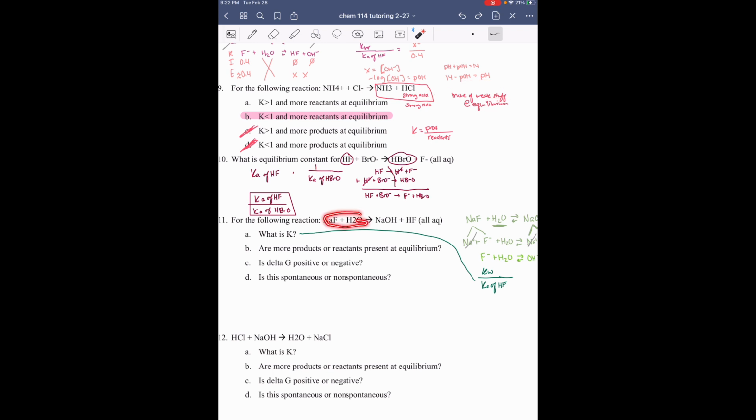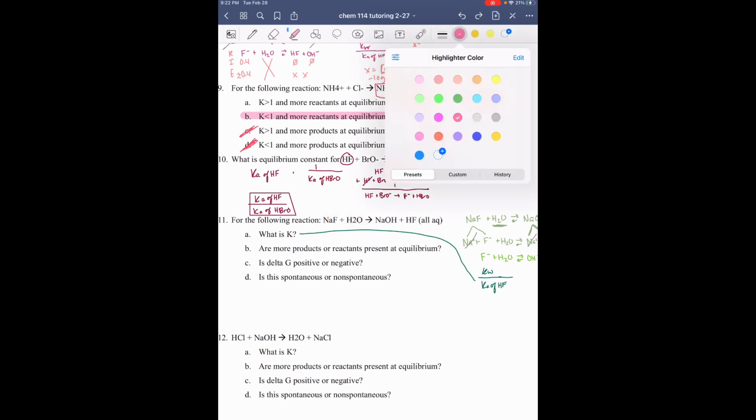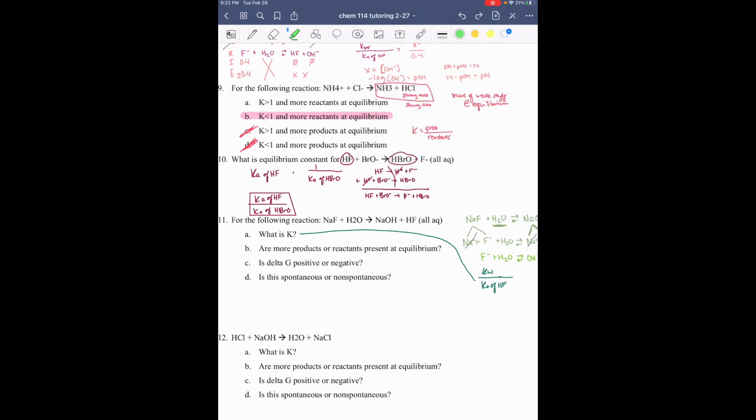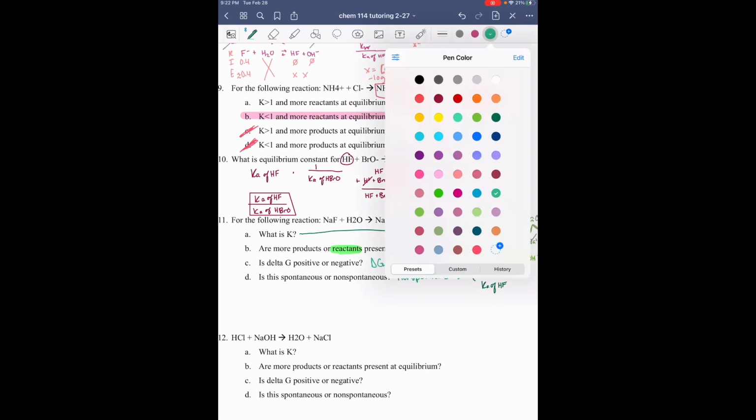So again, we have more, oh, the green highlighter is so ugly. We have more reactants present at equilibrium. And then that is associated with delta G being positive. Those greens look so ugly together, it's fine. And it being non-spontaneous. So that's a good time to review all of those things. Maybe I'll put it off to the side over here. Why can't I just pick a color?